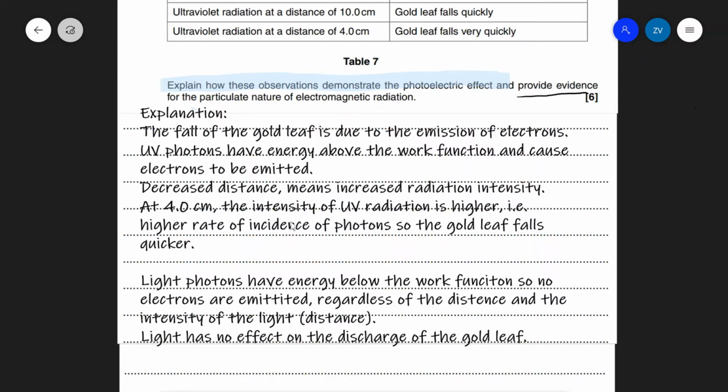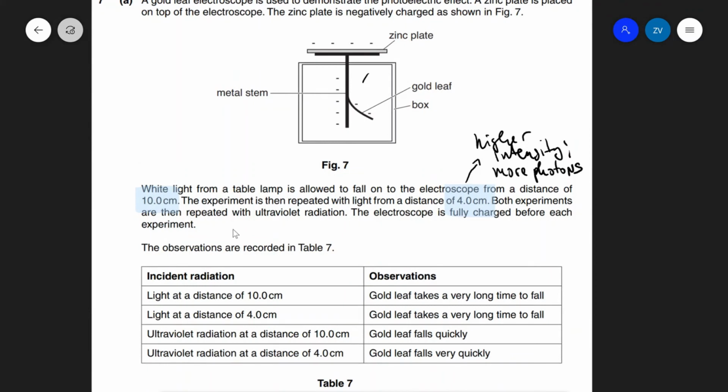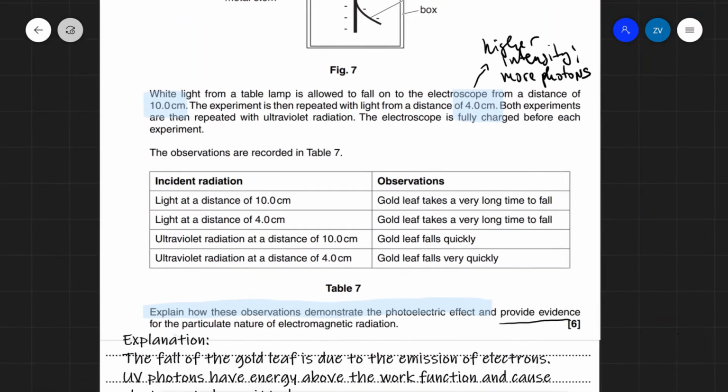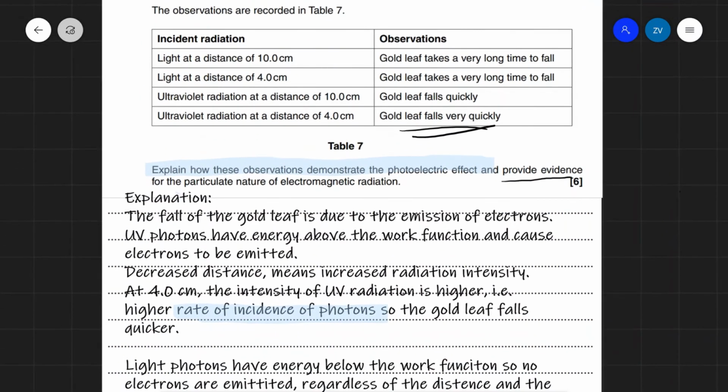At 4 centimeters, the intensity of UV radiation is higher. So as I said, this means that there's a higher rate of incidence of photons. In other words, if you're decreasing the distance, you are increasing the rate of incidence of photons. Therefore, the gold leaf is going to fall quicker. You can think of it as essentially if more photons are arriving, then more electrons are going to be discharged. That's why the gold leaf falls very quickly at a distance of 4 centimeters compared to a distance of 10 centimeters.